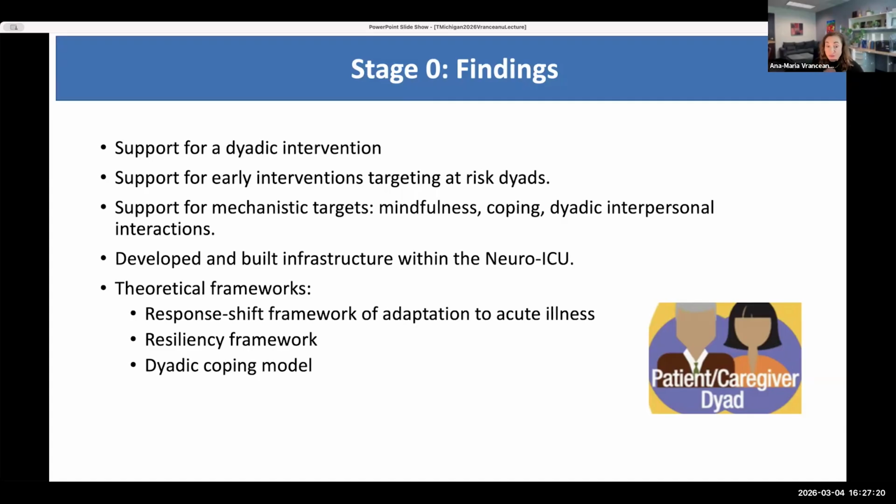So we use the response shift framework of adaptation to acute illness, which really specifies that when you're faced with an acute illness, you have to shift your priorities and goals. We use resiliency frameworks, and then we use the dyadic stress and coping model, which really shows that when couples or dyads appraise stress in the same way and approach coping with stress as a team, they do much better than if they cope individually.